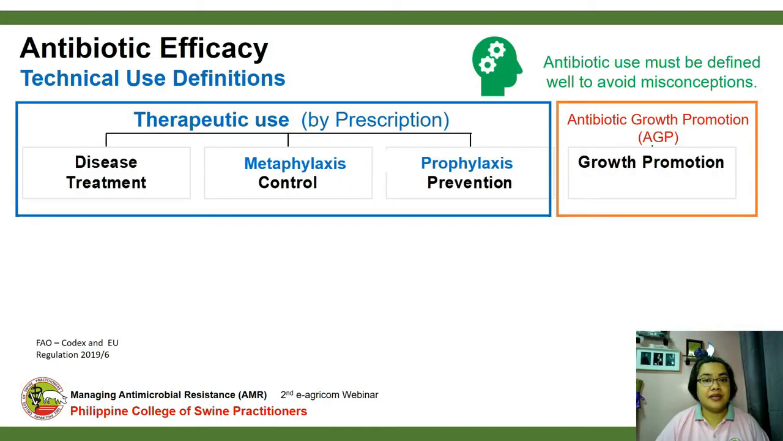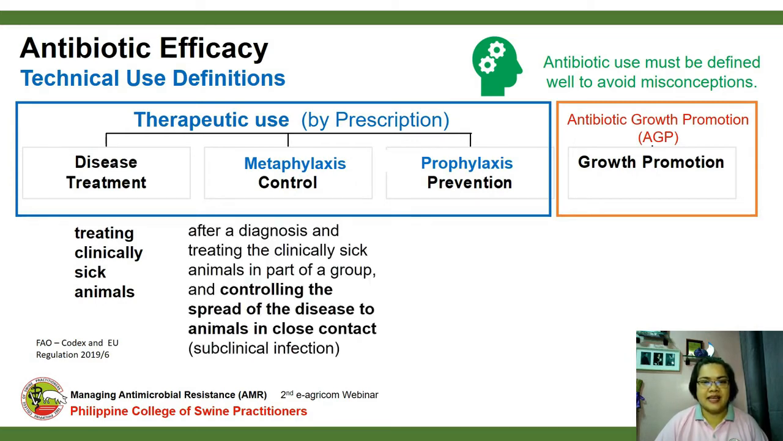We want antibiotics to be efficacious, to work every time we use them. So it is important to define how we use them. This is important to avoid misconceptions. There are 2 major uses, therapeutic use and growth promotion. Under therapeutic use, which is ideally recommended by a veterinarian with a prescription, first is the use for disease treatment. So when animals have clinical signs, they are treated with antibiotics. Second is for control or metaphylaxis.